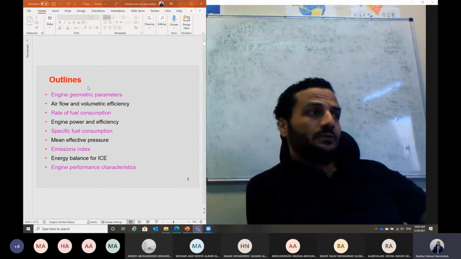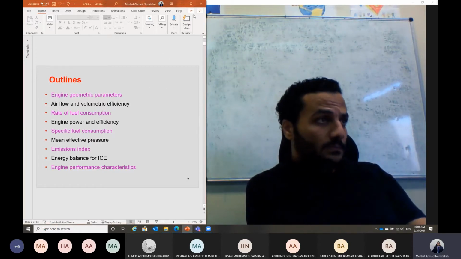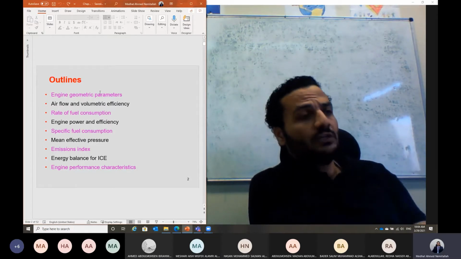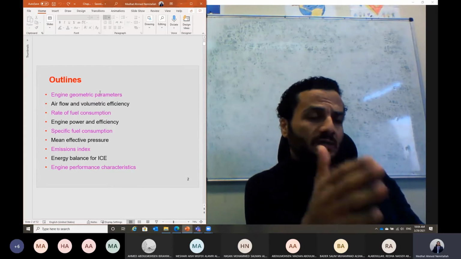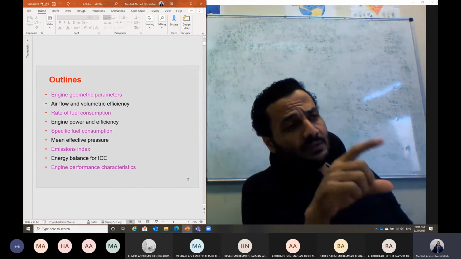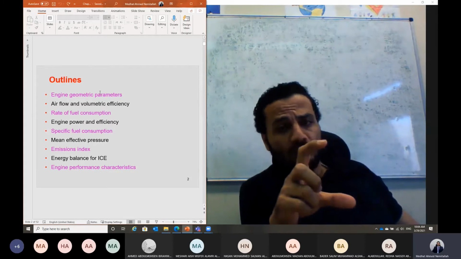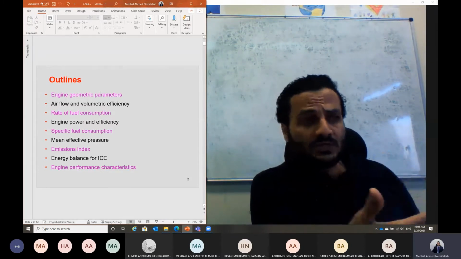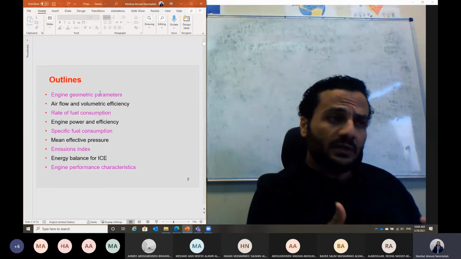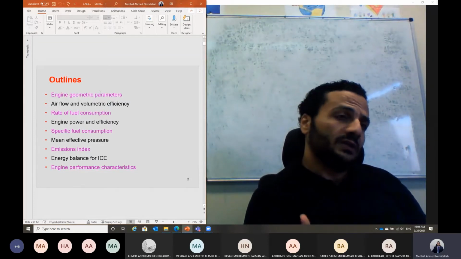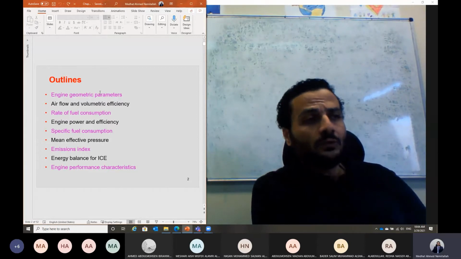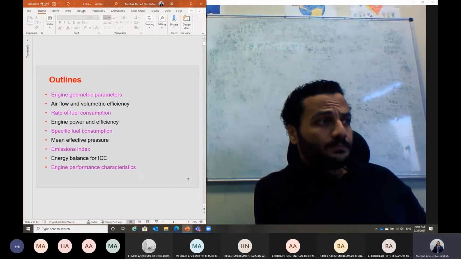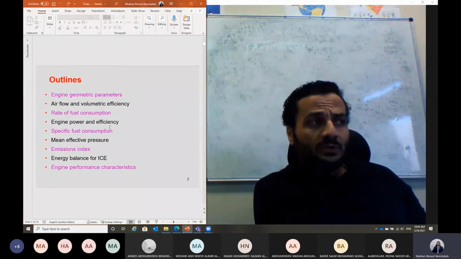So inshallah, we'll start with some geometrical parameters of the engine. We'll talk about the engine terminology, and I think we have talked about this before. Engine diameter or the cylinder diameter, the piston stroke, also L, and how we can calculate the swept volume of air, calculate the mass flow rate of air, and based on that, how we can calculate the mass flow rate of fuel, and then how we can proceed to calculate the thermal efficiency of this engine. Inshallah, we'll be talking about all of that. We'll talk about engine power and the efficiency.